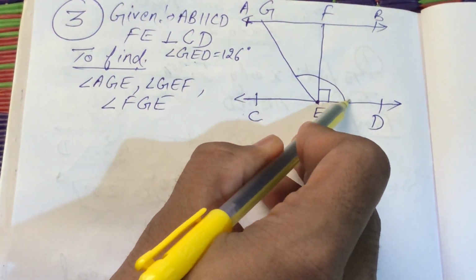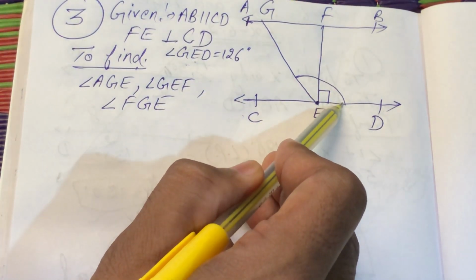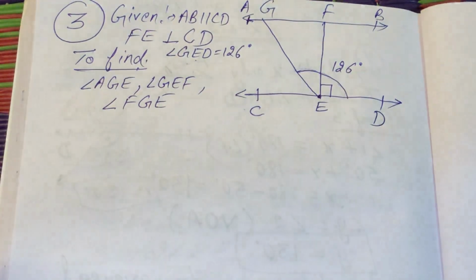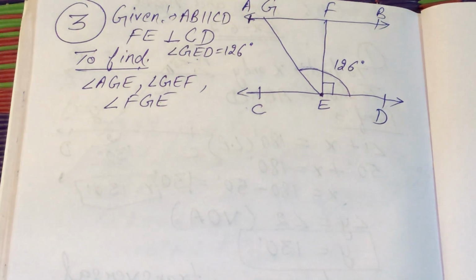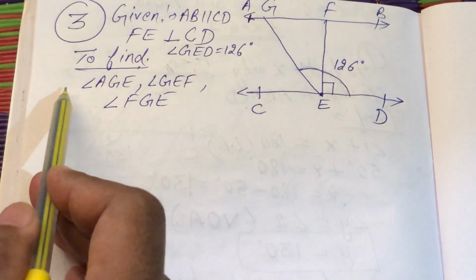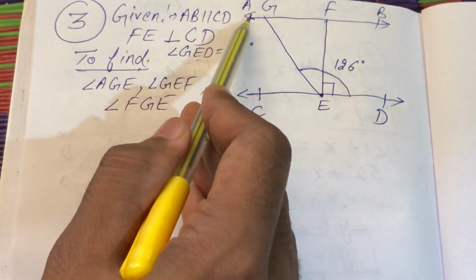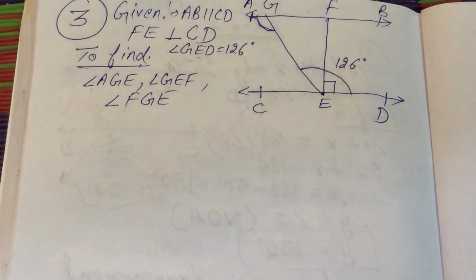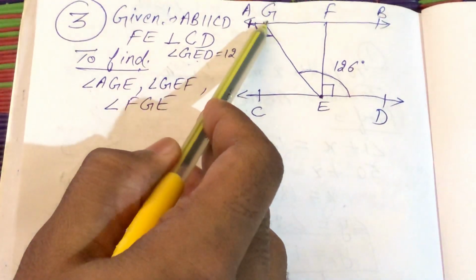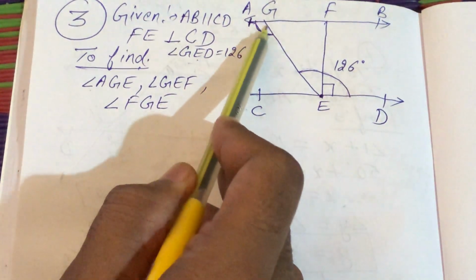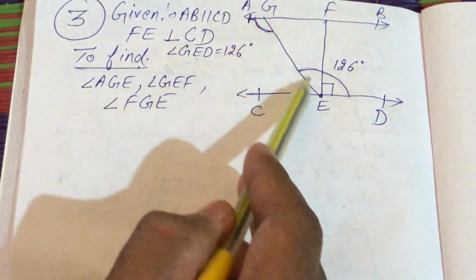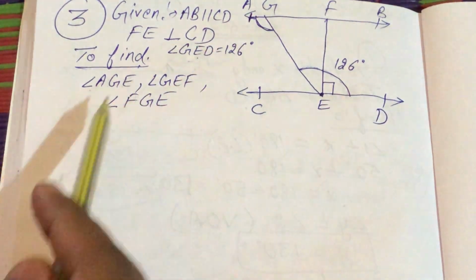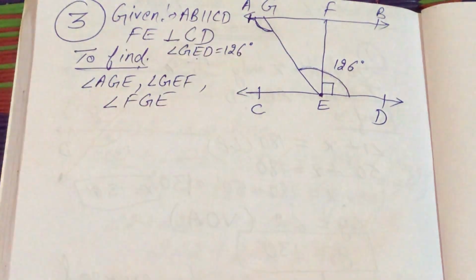Now see, we are given with this angle GED, the complete angle. This whole angle is how much? 126 degree. Now first we have to find angle AGE. Let's see angle AGE. This angle we need to find out. You can see in the figure, this GE is what? Transversal. If angle GED is 126, then AGE will also be 126.